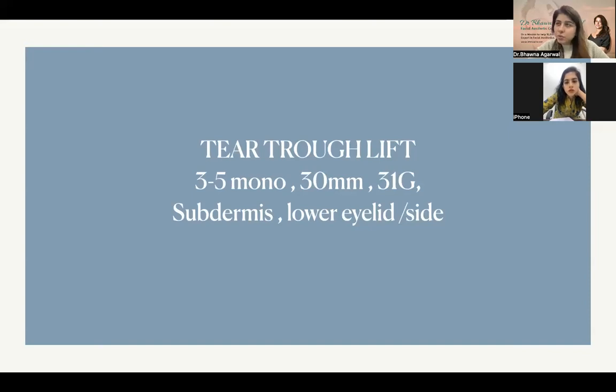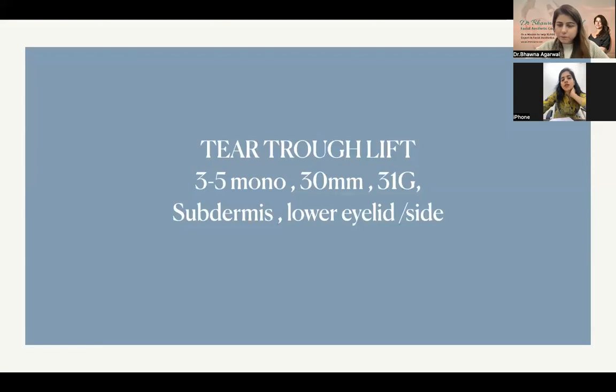Right? Because what happens is if you put the thread in the subcu, mono won't be able to do anything. So if you're putting cogs, then what happens? Sometimes the cogs will tighten the skin beneath and the scars will become more prominent. Okay. So you do subcision and you insert the threads superficially only into the dermis.